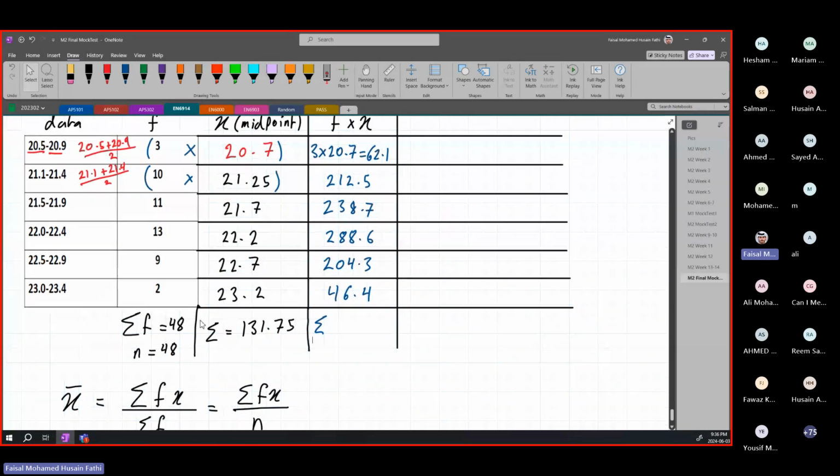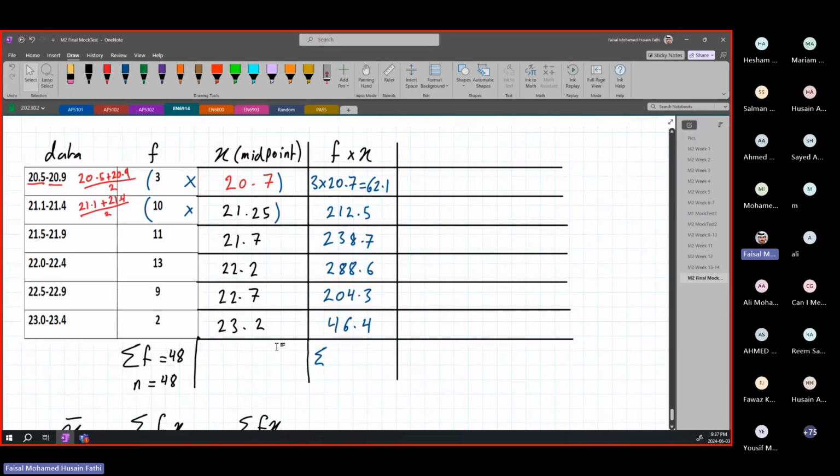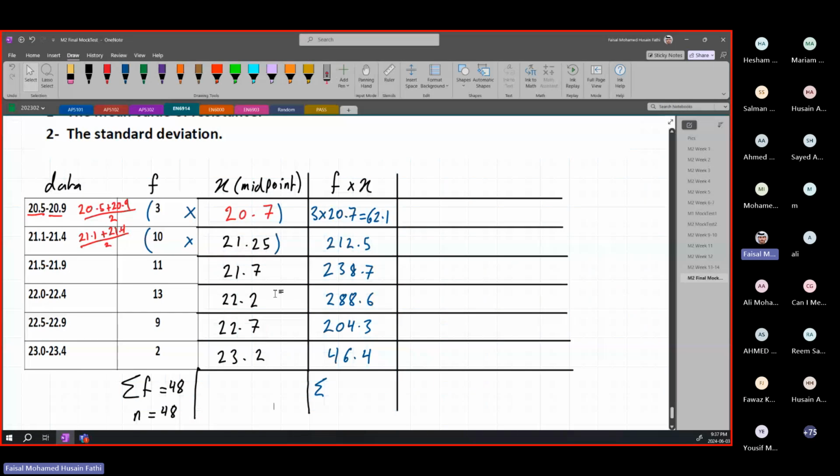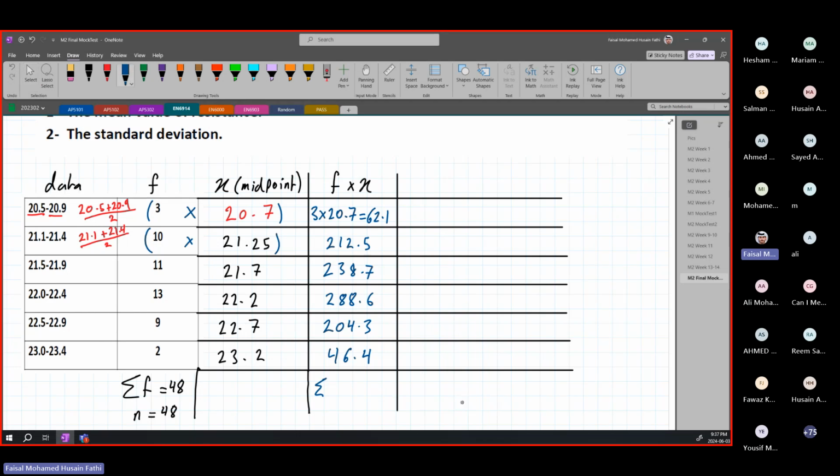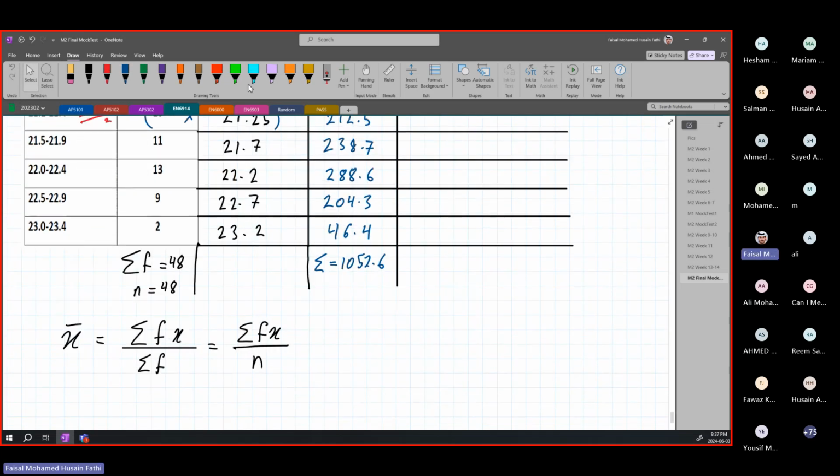There was no point in finding the sum of the midpoints, actually. That was for single values, not frequency values. What we need to actually find the sum of is all the values in here. In other words, we're going to be adding 62.1 plus 212.5 plus 238.7 plus 288.6 plus 204.3 plus 46.4. You get 1052.6, and this will now be our value for the summation of fx.